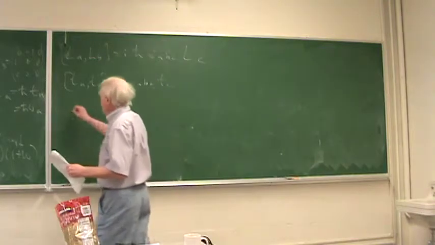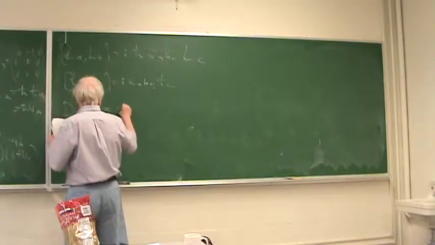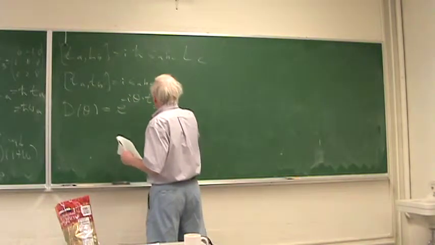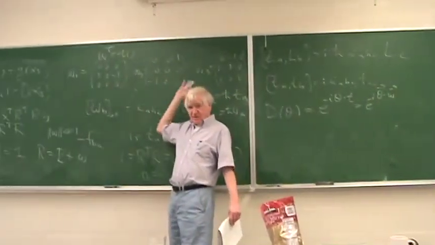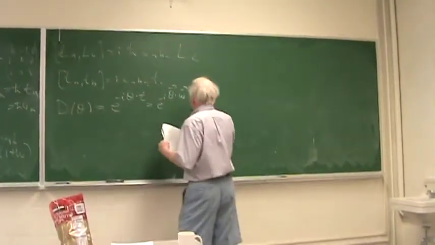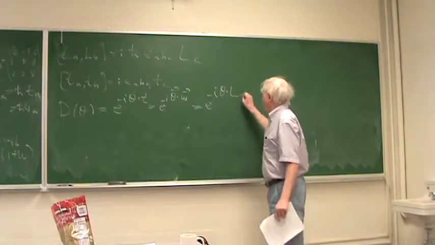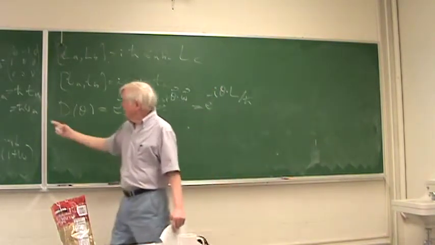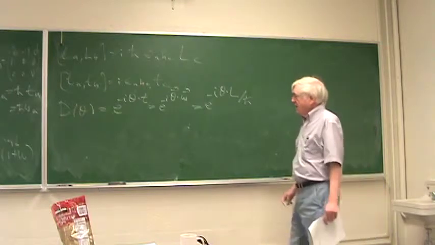The representation, the 3x3 matrices D of theta, you can think of it as e to the minus i theta dot T, or theta dot omega, where omega is a vector of 3x3 matrices. And quantum mechanically, we write this as e to the minus i theta dot L over h bar. That cancels the h bar here and cancels this h bar.